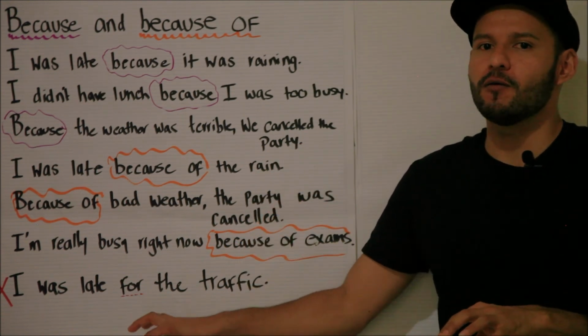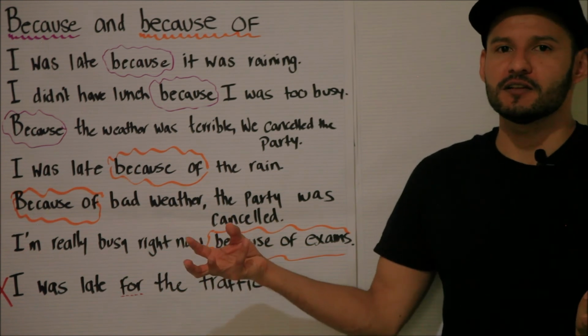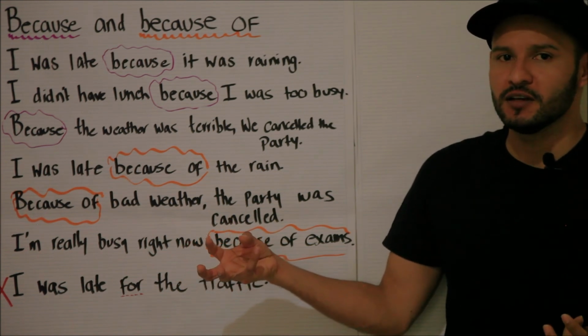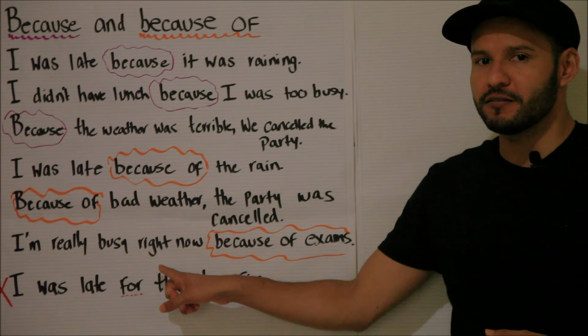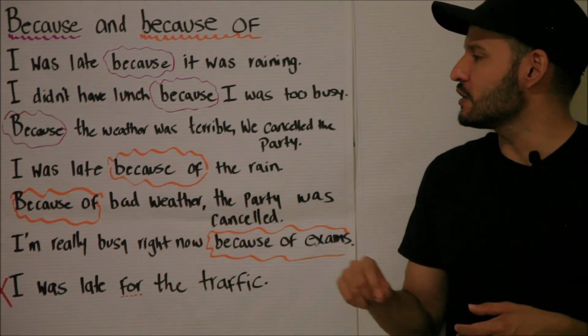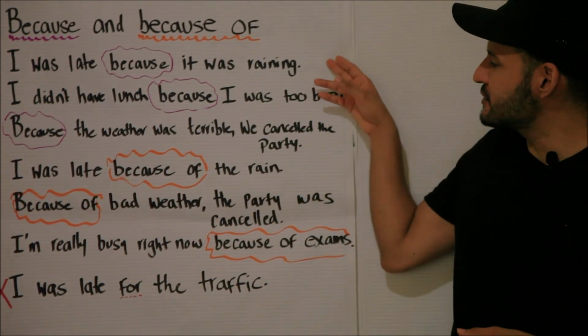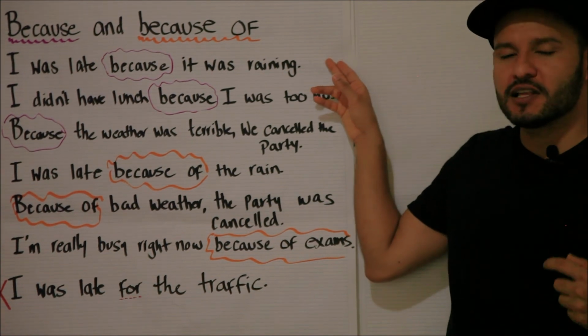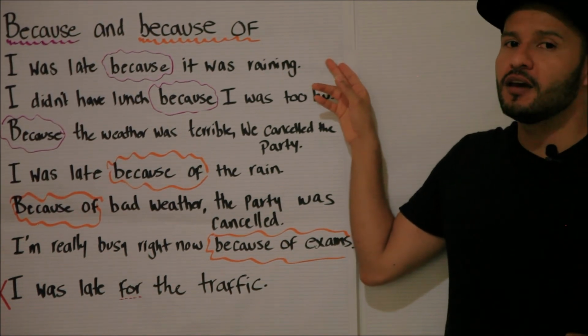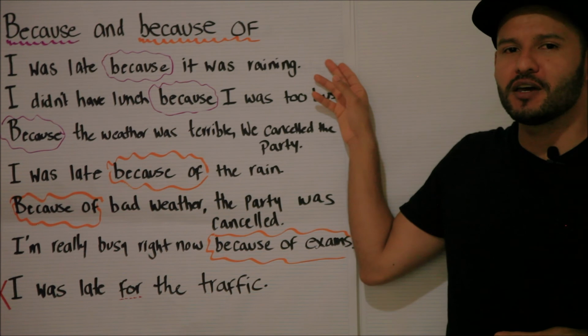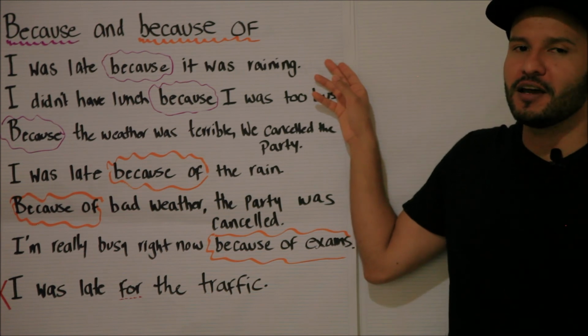We don't use for to give a reason for something or to express a reason. Here I have the traffic, so the word that the person is looking for is because of. I was late because of the traffic. And basically that's the way that you use because of and because.